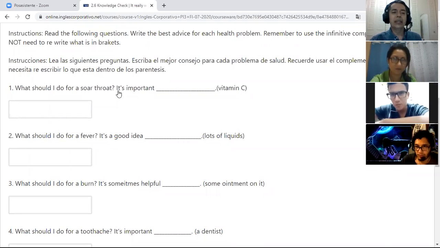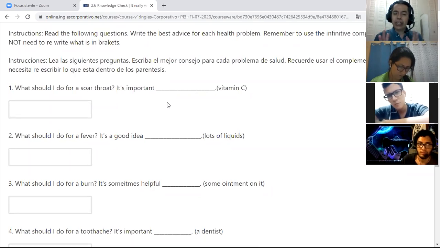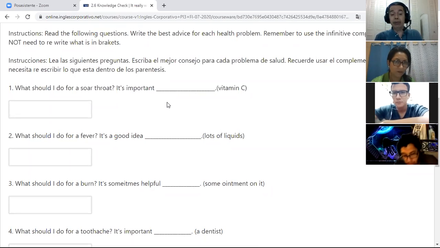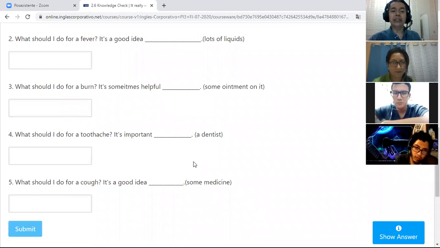Sore throat. It's important. Okay, let me explain that when we're talking about medicine, we can use some verbs. We can use take. We can use put. For example, if you're using Cofal, right? You don't take Cofal. You put Cofal, right? Okay, and drink, put, take. Those are some of the verbs you can use.